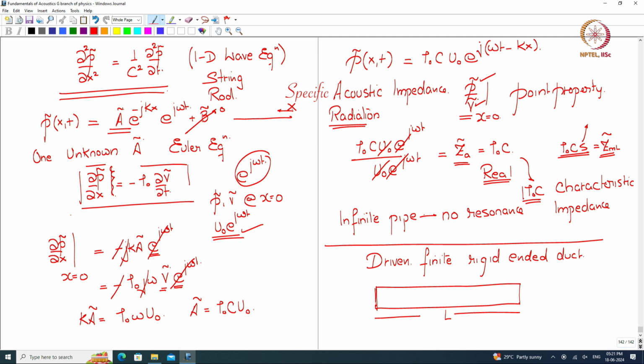and here is x equal to 0, is driven by a piston, and here is rigid ended, meaning the velocity dotted with n is 0, or del p del n is 0 at x equal to L. Okay. Now, we have seen enough expressions, so I will make it a little quick here.